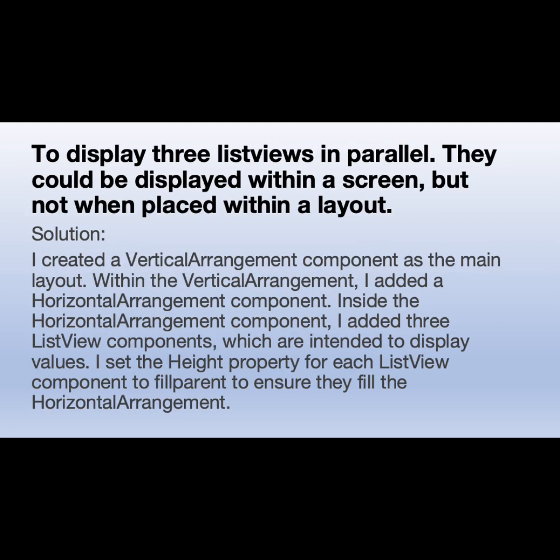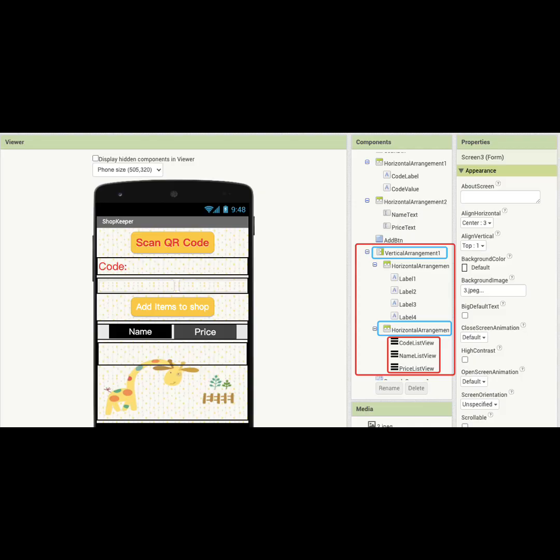Second is to display 3 list views in parallel. They could be displayed within a screen, but not when placed within a layout. I created a vertical arrangement component as the main layout. Within the vertical arrangement, I added the horizontal arrangement component. Inside the horizontal arrangement component, I added 3 list view components, which are intended to display values. I set the height property for each list view component to fill parent to ensure they fill the horizontal arrangement.